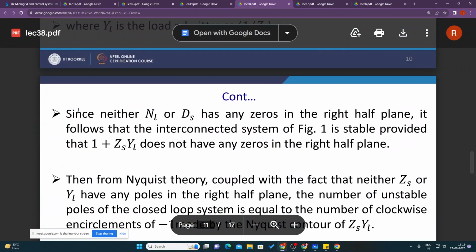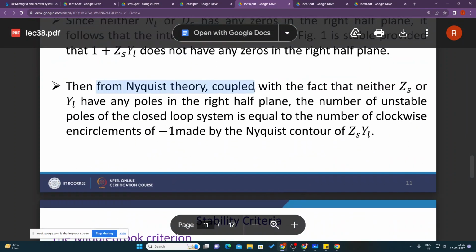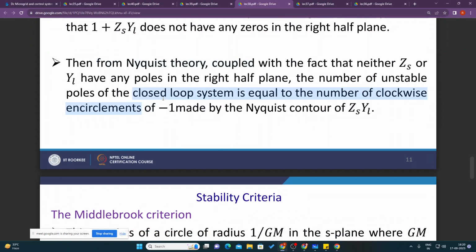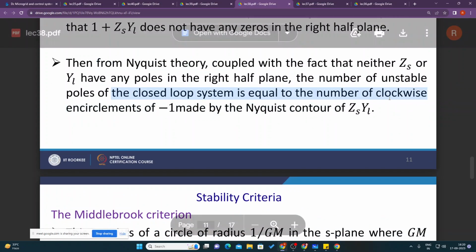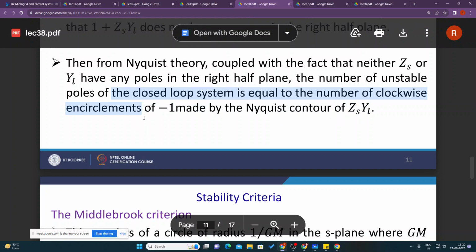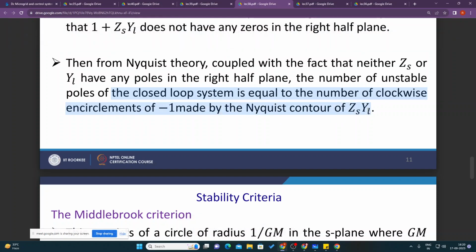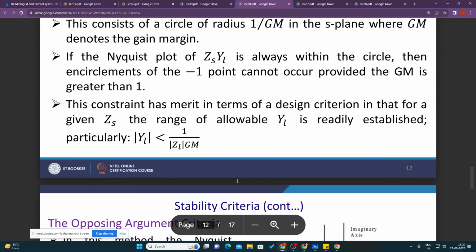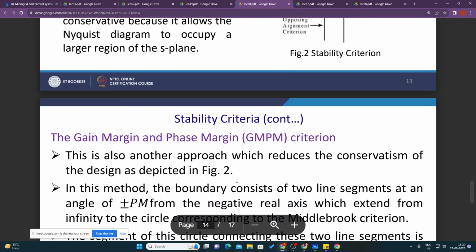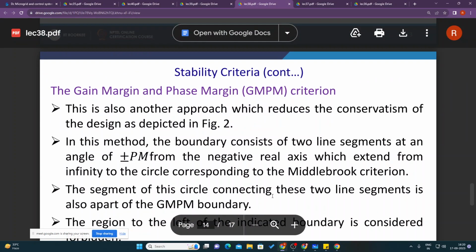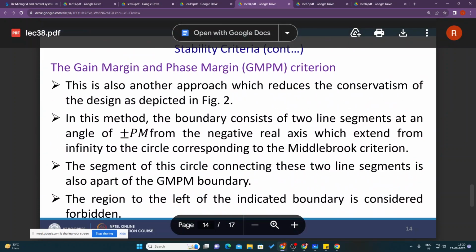Since neither NL nor DS have any zeros in the right half plane, the interconnected system is stable provided 1 plus ZS YL does not have any zeros in the right half plane. This again comes with the Nyquist theory, and we have to check that the number of closed loop right half plane zeros is equal to the number of clockwise encirclements of -1 made by the Nyquist contour of ZS into YL. This is how you can observe the gain margin and phase margin from the Nyquist criterion.